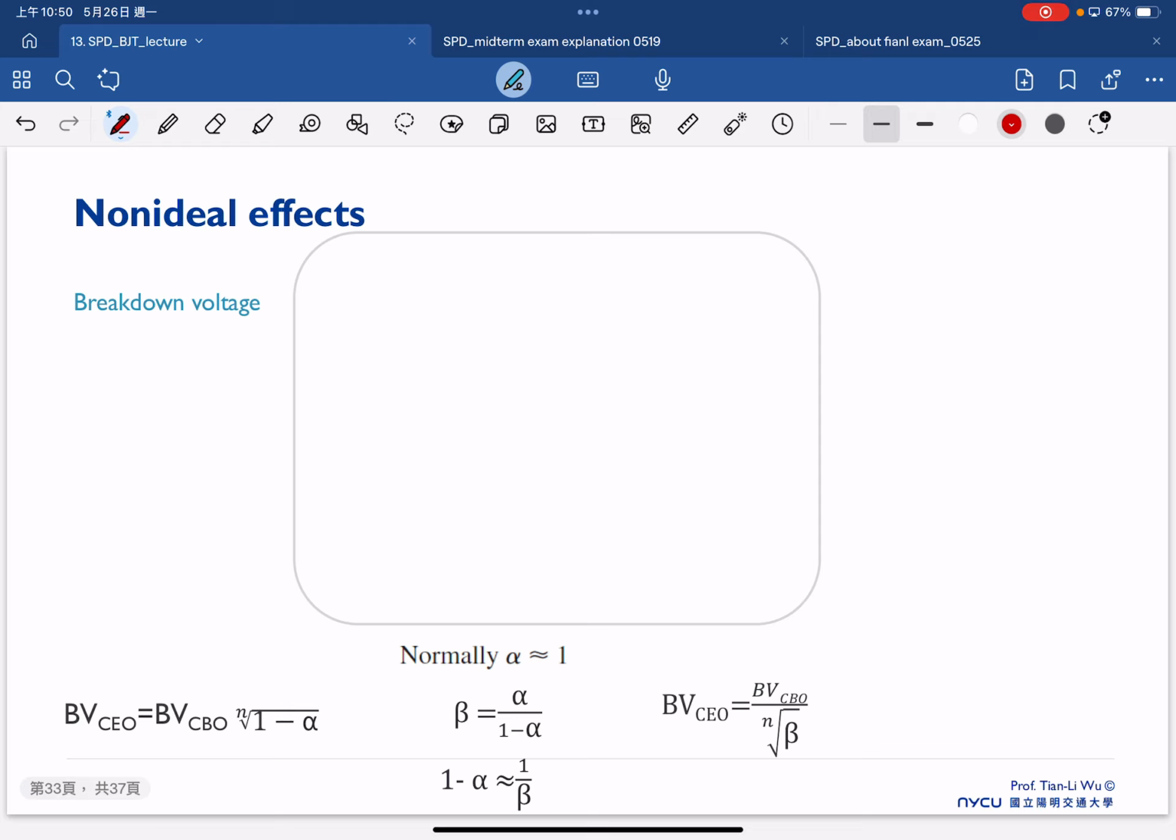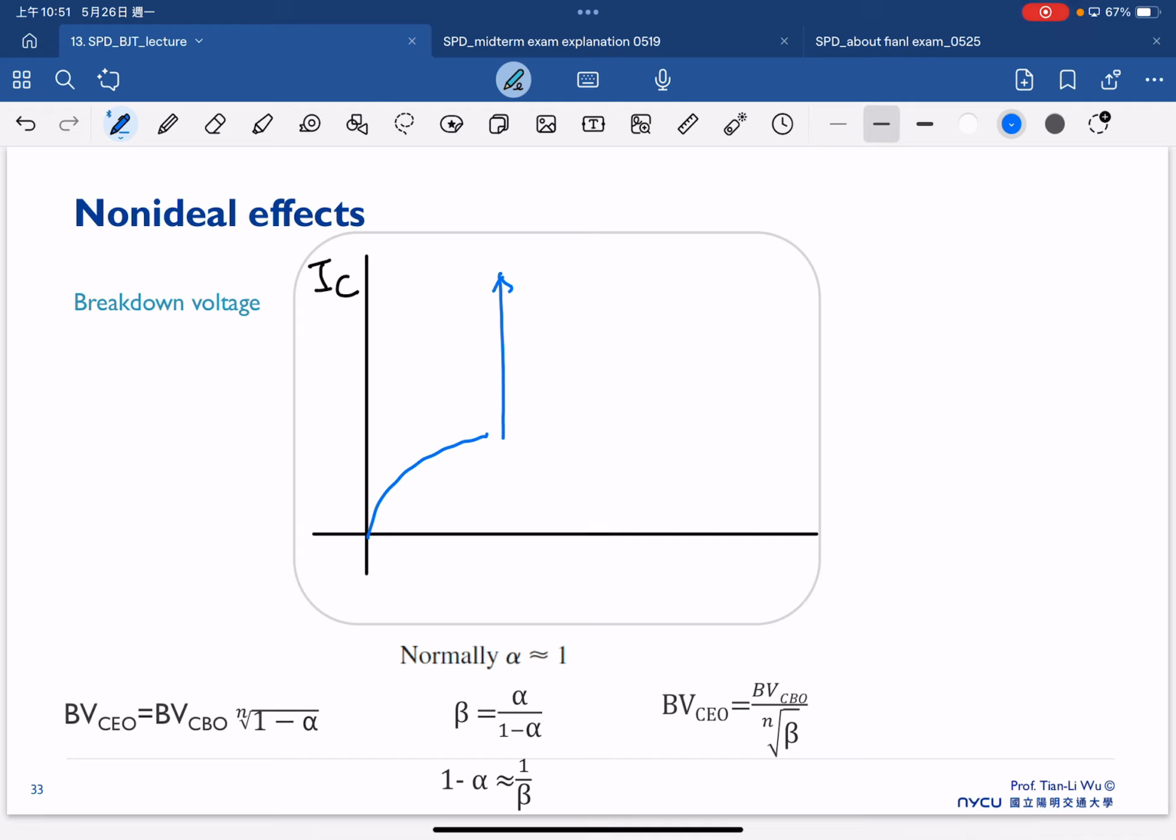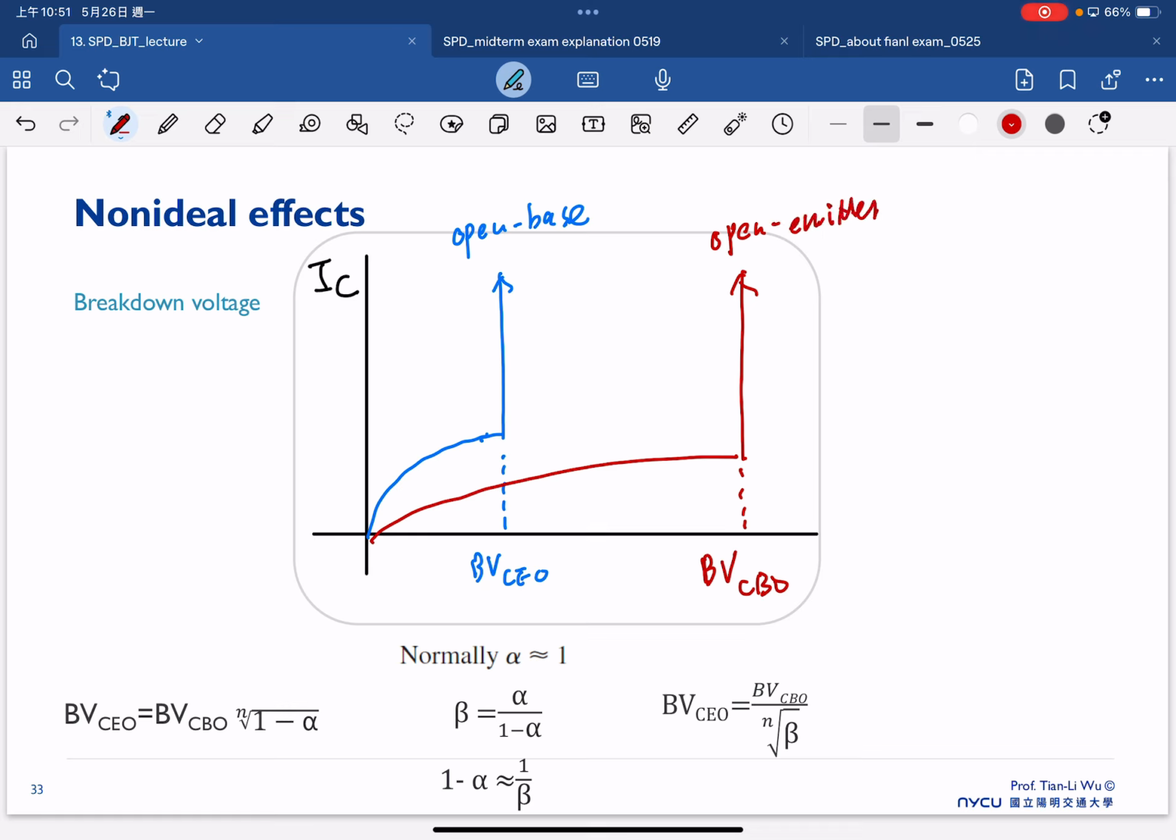If you try to schematically draw the breakdown voltage, with the collector, the breakdown voltage looks like this: first it increases, and then it increases to the breakdown. That's what we call the BVCEO, which is the open base. And then we have the open emitter, which has a roughly similar characteristic. That's the BVCBO, the open emitter. The correlation between the BVCEO and BVCBO is shown here.